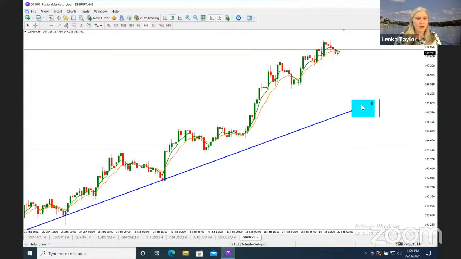So those are my top 10 currency pairs for entries on the 4-hourly chart.